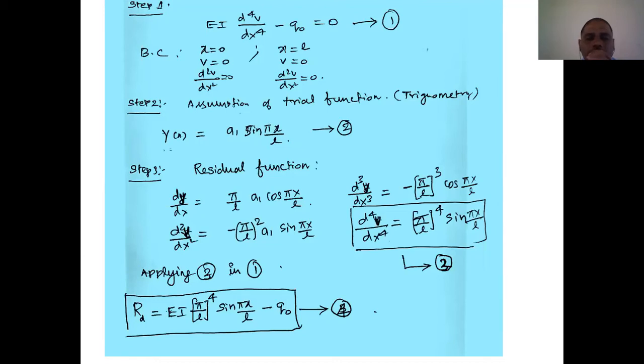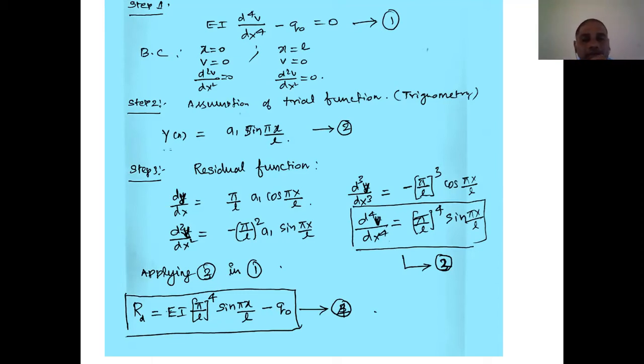In case of a polynomial function, take this instance: d^4 v by dx^4 is the governing equation. What is the degree of the equation? It is 4. If you choose the polynomial function, you have to choose up to 4 degree in the trial function: a0 plus a1x plus a2x square plus a3x cube, likewise it will go. You have to apply all those boundary conditions, and then bring it down to a single unknown parameter. This is how you have to proceed if you choose a polynomial function.